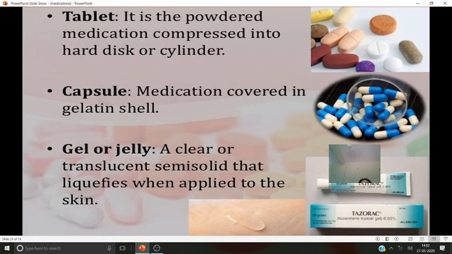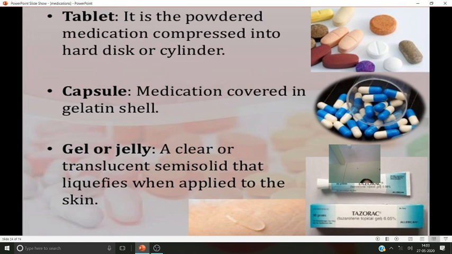Coming to the solids, especially tablets. Different tablets are used for different purposes. A tablet is a powdered medication compressed into a hard disk or cylinder. You can see in the picture on the side so many tablets. A tablet may have a sugar coating, film coating or enteric coating. That is the tablet.